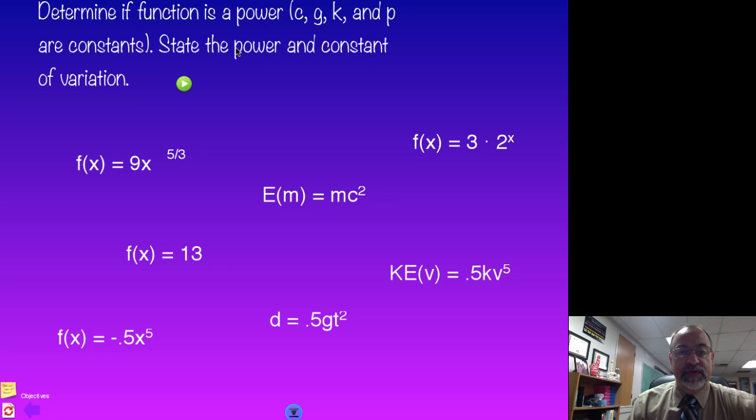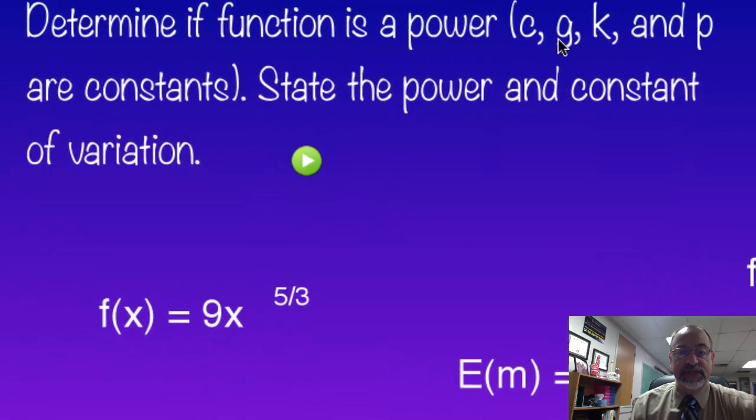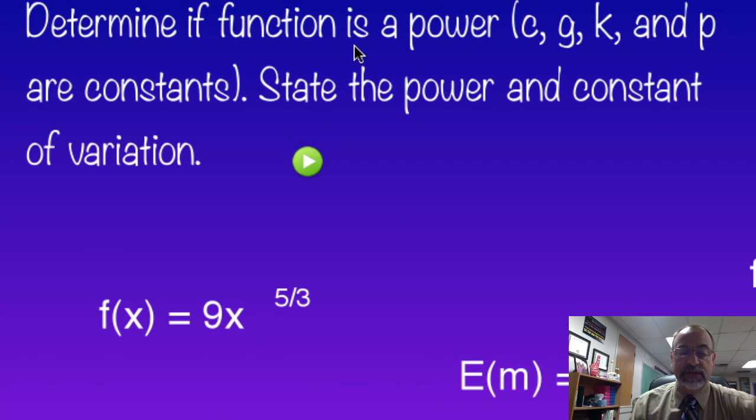So determine if the function is a power function. I have multiple functions here on this page, and we'll take a look at each one of these. Now it's very important to notice here that the letters C, G, K, and P are all constants. So if you see any of these letters in the expression, these are constants. They're not variables, so they will not be the relationship between that variable and the y. So we want to look at these functions and then state the power and the constant. Remember, the power is the exponent, and the constant is the number that's in front of the x.